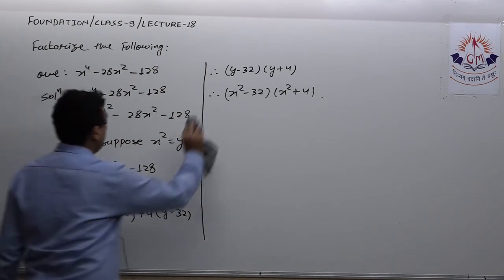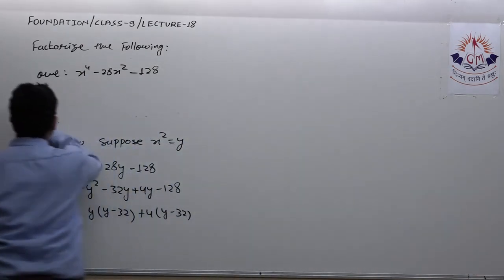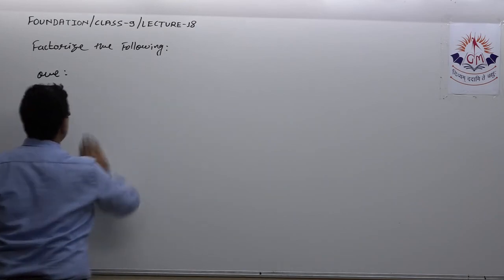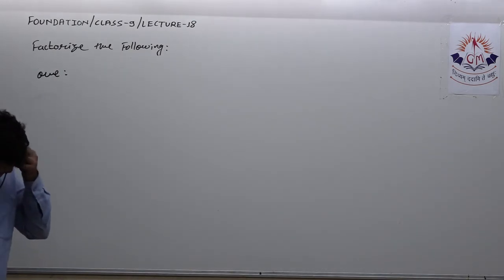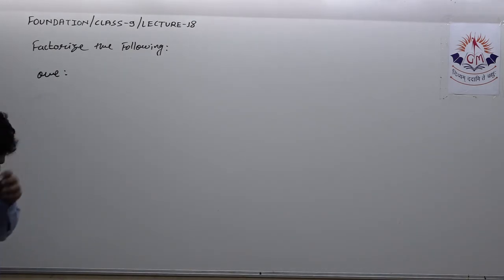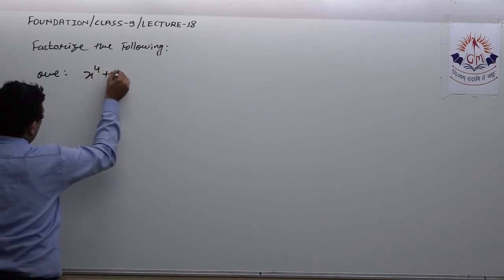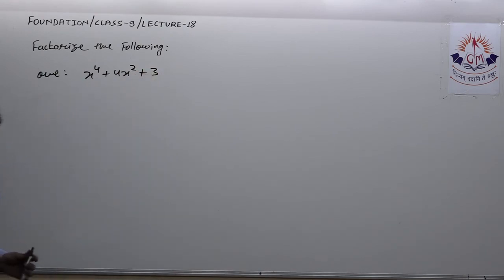Okay, so now let us see the next question. The next question is x raised to 4 plus 4x square plus 3. It is again similar to the previous sum. So please try for a while, then I will give you its solution.